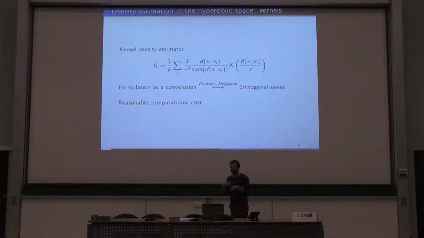And if we formulate this estimator as a convolution, we can see that it is equivalent to the orthogonal series method when using the eigenfunctions of the Laplacian. Except that now we don't have to go through the estimation of an integral, and we have just the standard cost of the kernel density estimation.